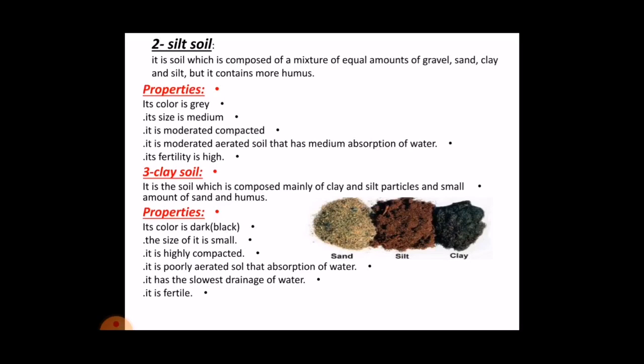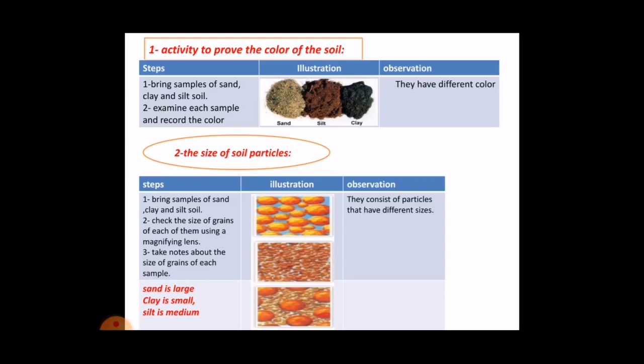How can I prove these properties of different types of the soil? By doing some activities to prove the properties of different types of the soil. Number 1, the color of the soil. To prove that sand is yellow, silt is gray, clay is dark.